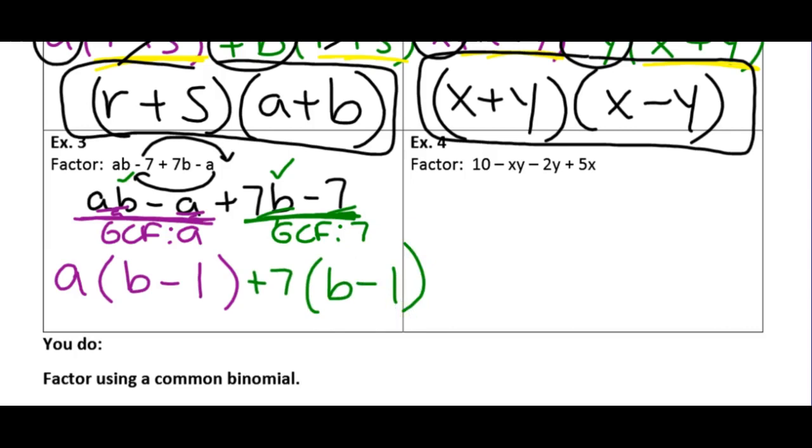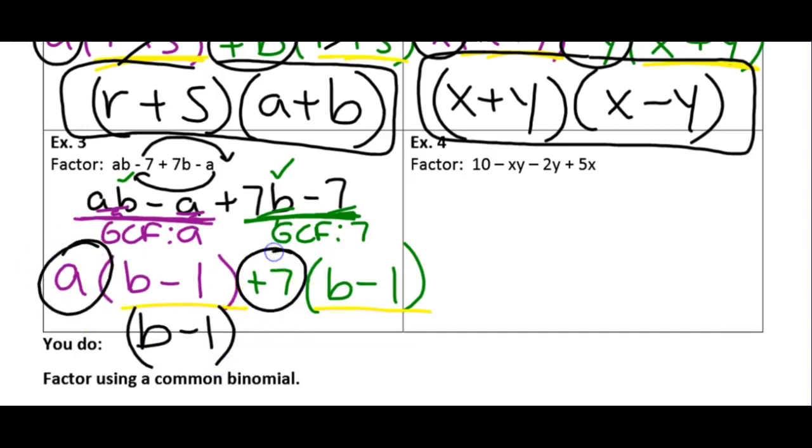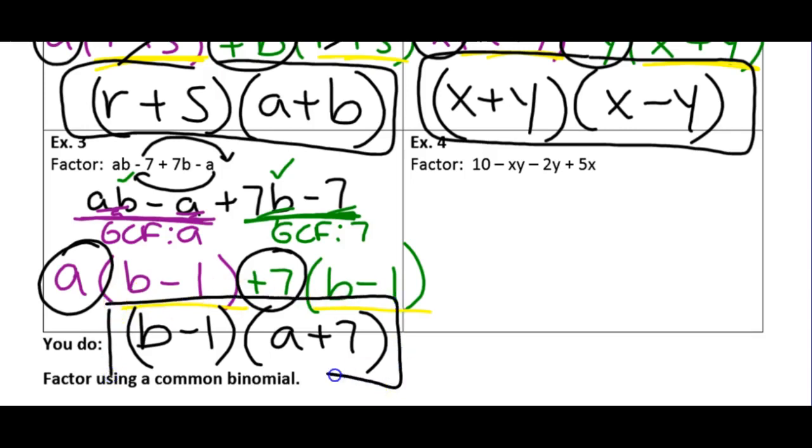Now I can see here I have a common binomial, b minus 1. So now I can write my two factors: b minus 1 with my common binomial, and what's left? a plus 7. And that's it. And in fact, the nice thing about this is if you went ahead and multiplied this back out, you would get that same problem. So that's always a way to double check to make sure you did it correctly.